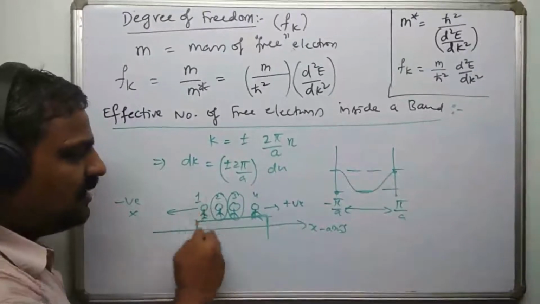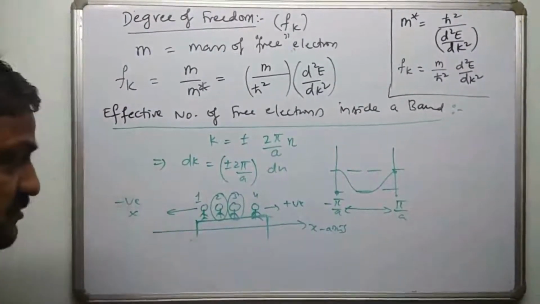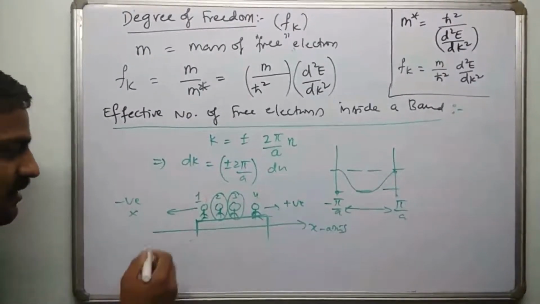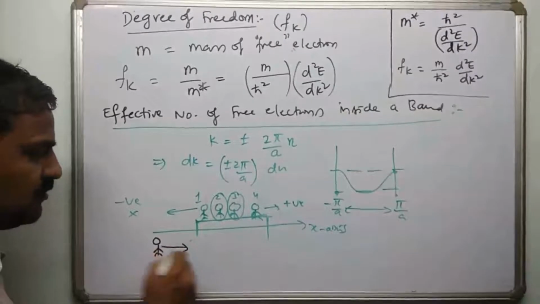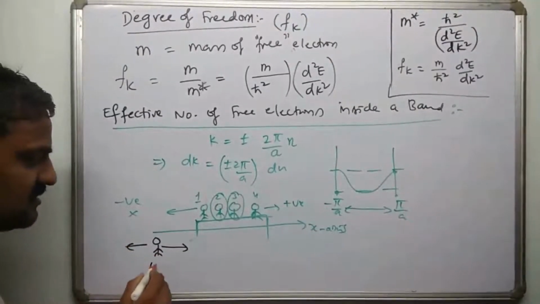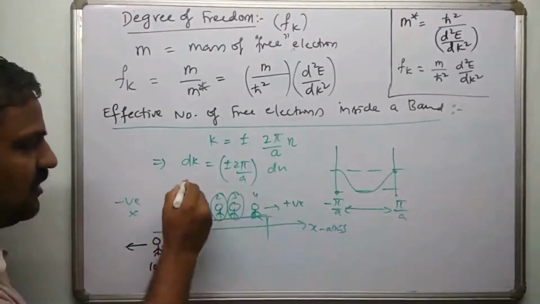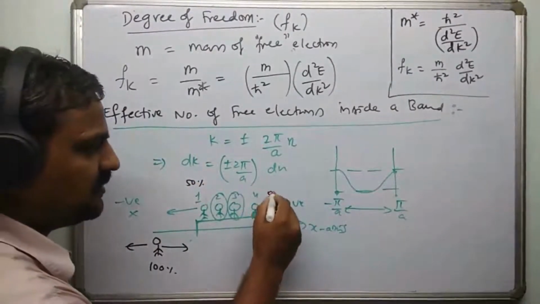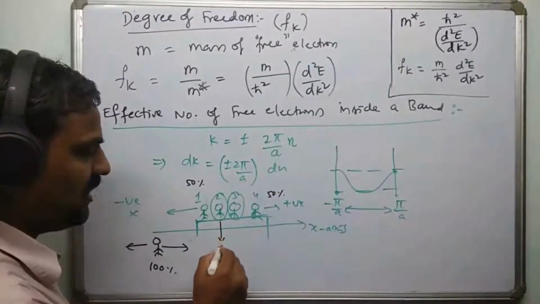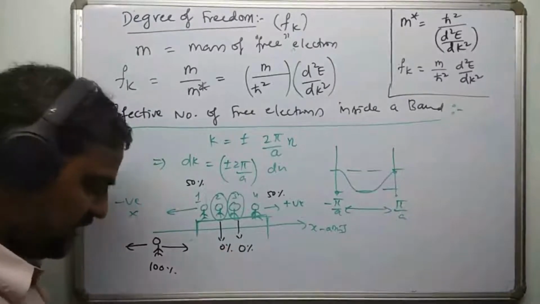So if you compare the same situation with a student just standing outside of the bench, so no benches are there, the student can move this way or that way. So if you imagine this as 100% freedom, this student can have only 50% freedom. This student number 4 can have only 50% freedom, with the remaining two having 0% and 0% freedom, right?